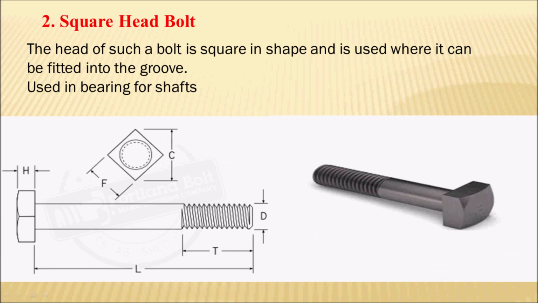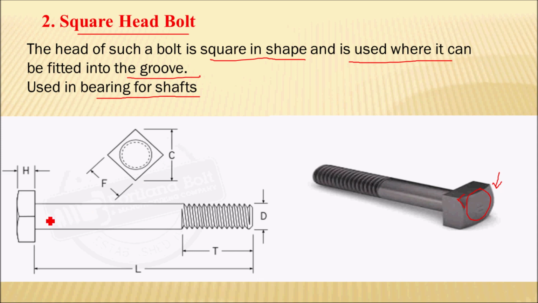Next bolt is the square head bolt. The head of the bolt is square in shape and it is used where it can be fitted into a groove. This groove is generally of square shape, to avoid the turning of the head. This square headed bolt is similarly chamfered at the top end, and used in bearing for shaft.